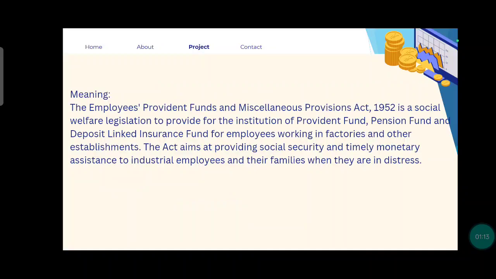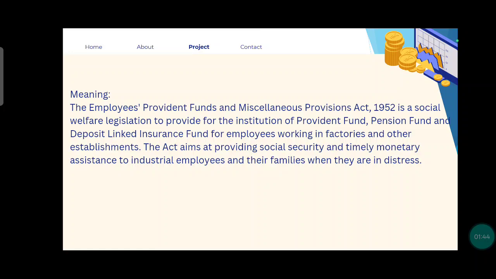The Employees Provident Fund and Miscellaneous Provision Act is a social legislation to provide for the institution of provident fund, pension fund and deposit linked insurance fund for employees working in factories and other establishments, which means the Provident Fund Act is one type of social security for their employees. They will be provided the money in the manner of provident fund, pension fund and deposit linked insurance for their employees in the case of emergency.